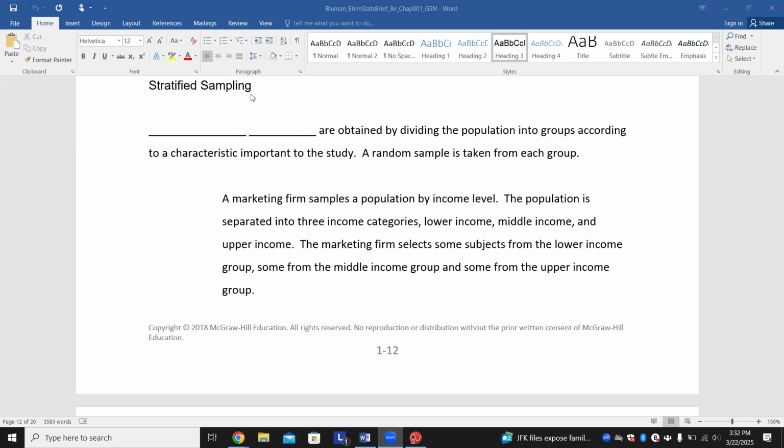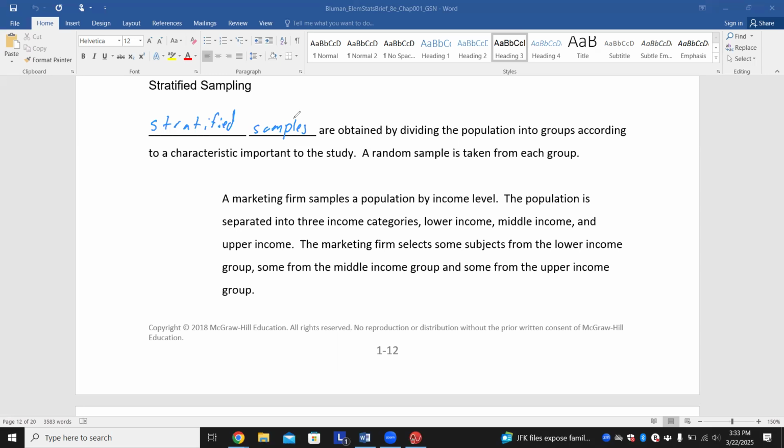Now we're going to go into stratified sampling. They are obtained by dividing the population into groups according to a characteristic important to the study, and then a random sample is taken from each group. So, for example, a marketing firm samples a population by income level. The population is separated into three income categories: low income, middle income, and upper income. The marketing firm then selects some subjects from the lower group, some from the middle, and some from the upper.